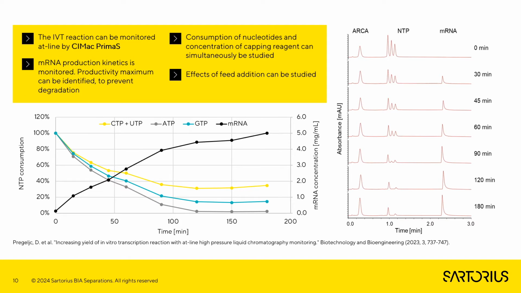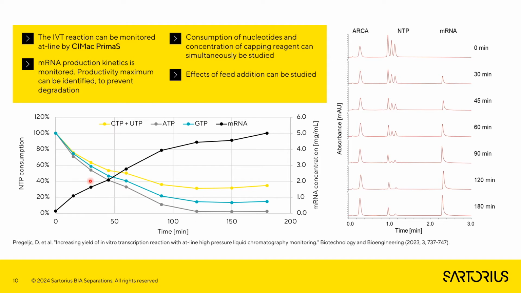The method is very fast, and in a time of 3 minutes per sample, we can get a very clear picture of the key building blocks present in our IVT process. The way we use it typically is by taking 1 to 2 microliters of sample every 20-30 minutes from an IVT reaction, analyzing it on the analytical column, and obtaining a data point which corresponds to the amount of RNA being produced and the amount of different nucleotides remaining in the IVT reaction.